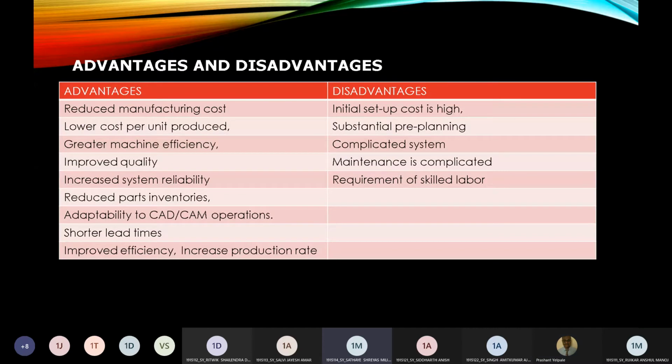On the disadvantages column, we can see that it is quite a complicated system. As we saw in the previous slides and from the images and line diagrams, it is quite clear that the complexity of this system is quite high. So to operate this system, the requirement of skilled labor increases.